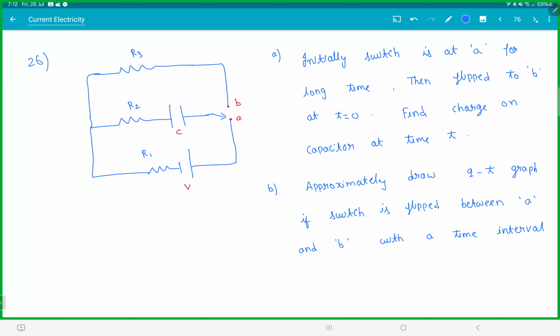I can even ask you like this also. Find the time constant while charging and discharging. Yeah, then the first is easy. The third is also easy. Second, you have to think a bit. You want an approximate graph.